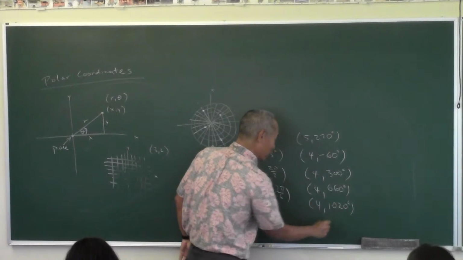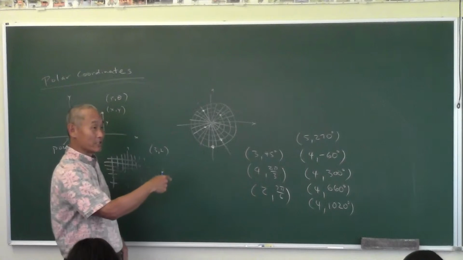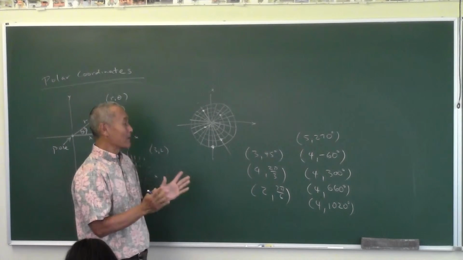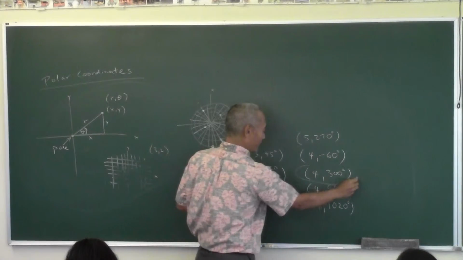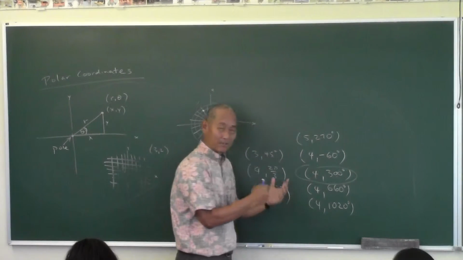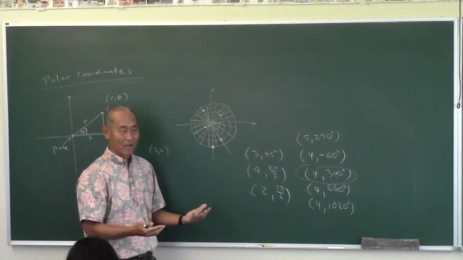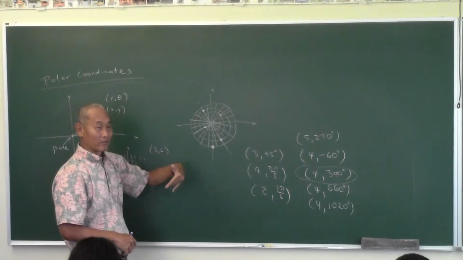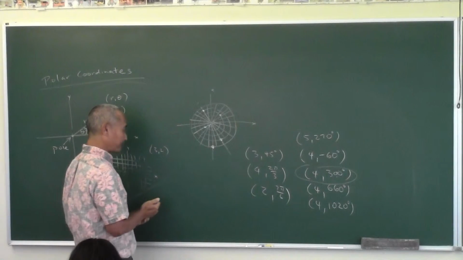So yes, for every point in the Cartesian plane, there's an infinite number of ways of labeling. But the most common way is this one right here. R is positive, and that angle is between 0 and 360. That would be the most common. Okay, so you guys know how to handle negative angles, right? I think we better do another one.